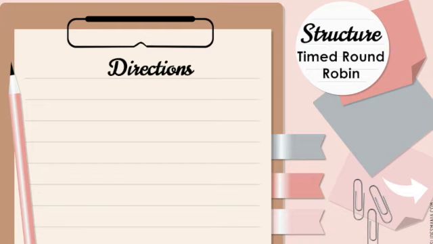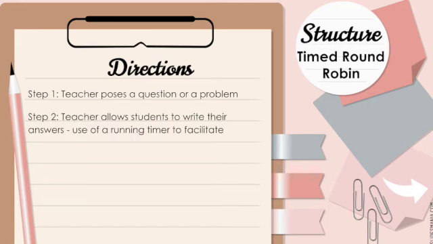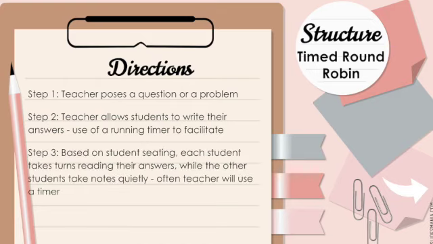In the traditional directions, step 1 would be the teacher poses a question or problem. For step 2, the teacher allows the students to write their answers with the use of a running timer to help facilitate. In step 3, based on students' seating, each student takes turns reading their answers, while other students take notes quietly. Often the teacher will use a timer during this part as well.